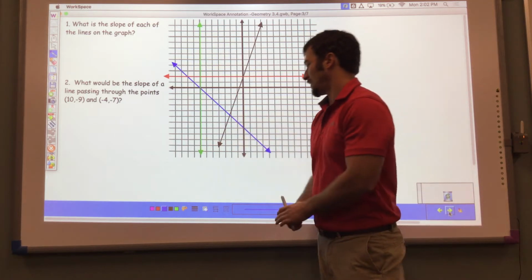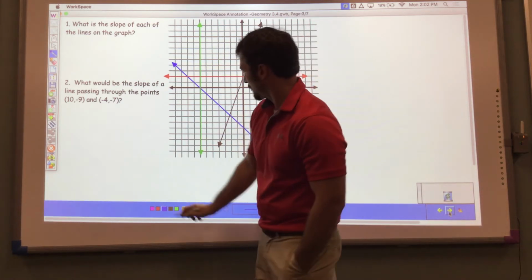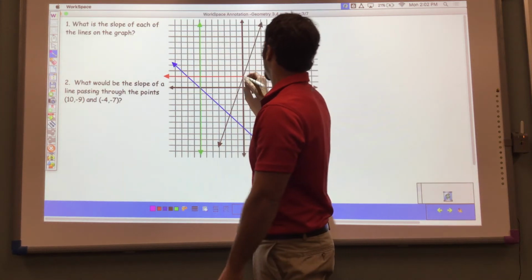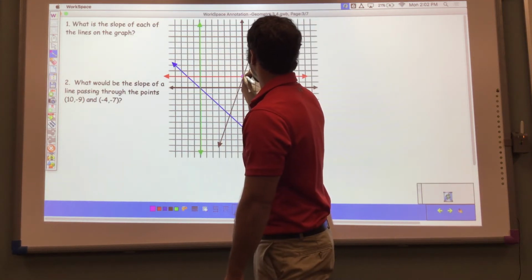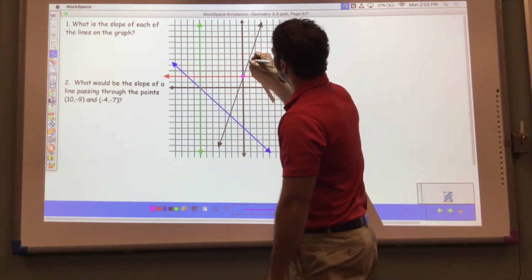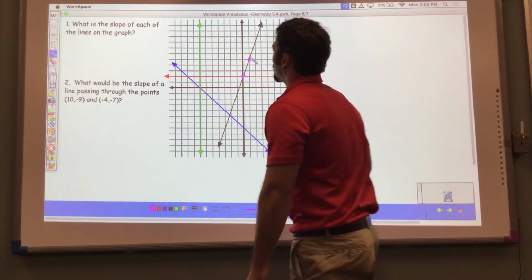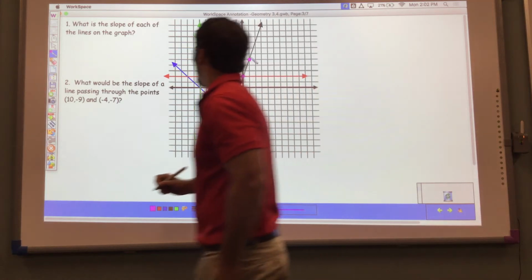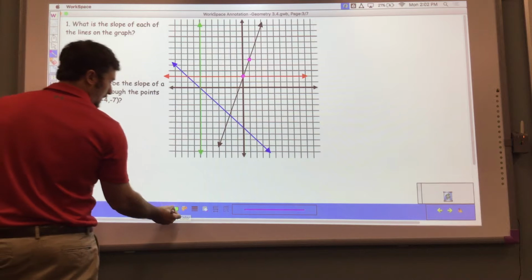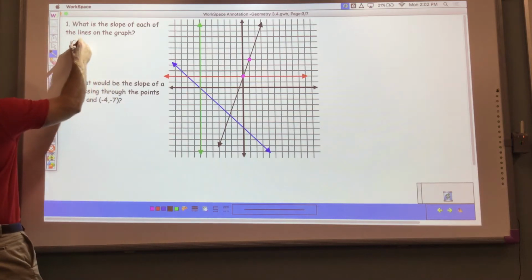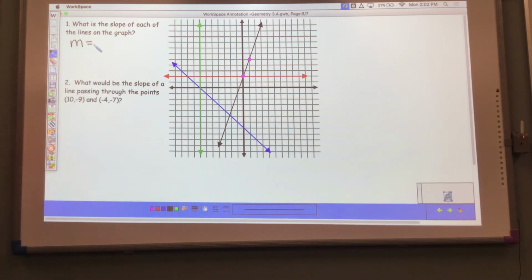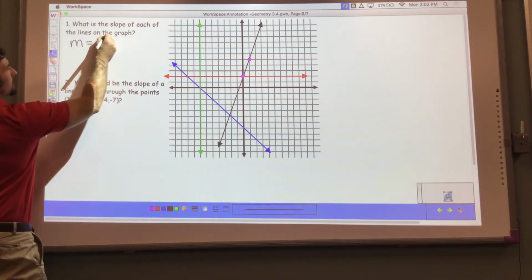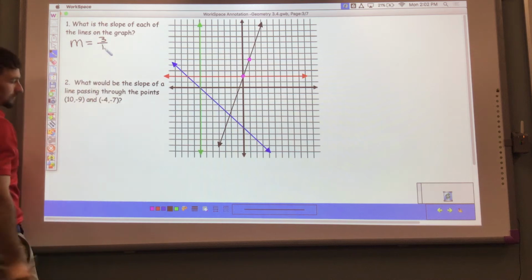The black line. So you can choose, well, I'll use pink. On the black line you pick 2 points, so we can go here. I'll try to make the dots big so you can see them. And here. So we go up 3 and to the right 1. So the black line, and we use M to denote slope. So the black line has a slope of 3 over 1.